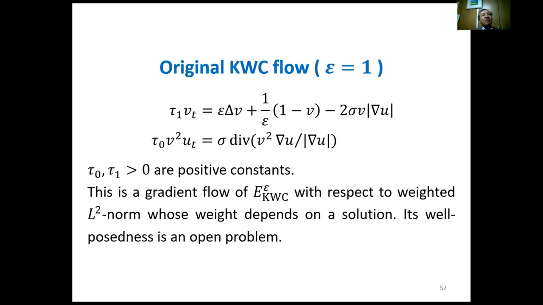Okay, here is the original Kobayashi-Warren-Carter flow for epsilon. Originally, Kobayashi-Warren-Carter proposed their equation as a gradient flow of the Kobayashi-Warren-Carter energy, but with epsilon equal to one. And tau zero and tau one are positive parameters. What is interesting is that we have such a weight. This is very important eventually. Formally speaking, in the limit, the behavior of Xi should be stationary, something like that. So this is a gradient flow of the epsilon Kobayashi-Warren-Carter energy with respect to a weighted L2 norm, whose weight depends upon the solution. Its well-posedness is still an open problem.